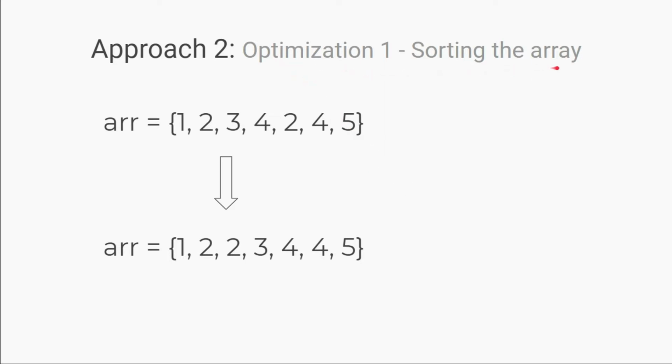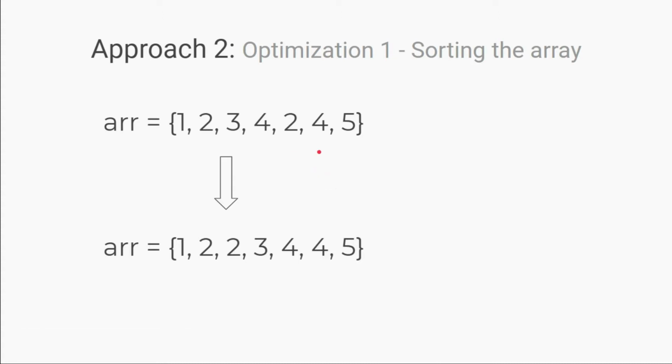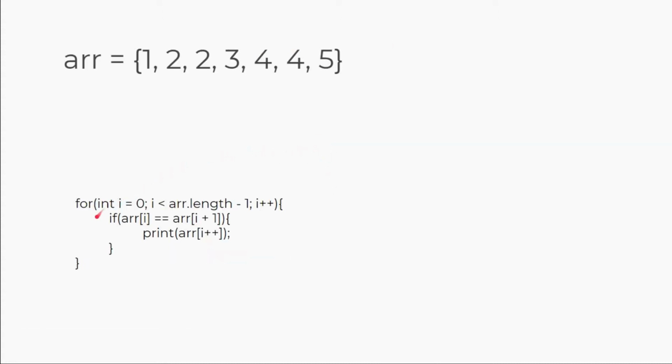What if our array was sorted? If our array is sorted and we know we have elements appearing only once or twice, then we can do it in less than O of n square time. Let's see how. We will use a for loop and we will check the two adjacent elements. If the elements are same, then we will print them, otherwise we will move forward.